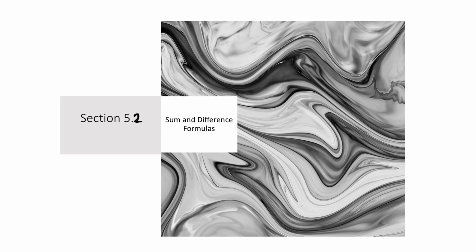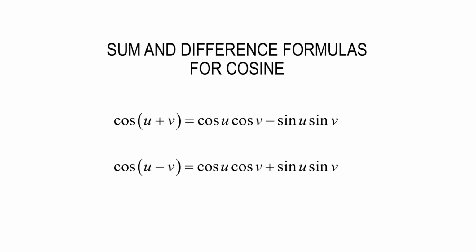In 5.2, we're going to look at sum and difference formulas for sine, cosine, and for tangent. We're going to start off with the cosine formulas, and what I want to talk about here is one of the purposes that we can have for these formulas. For one, they represent identities, so we have a way of rewriting a statement in terms of a sum and a difference of an angle into another statement involving sine and cosine.